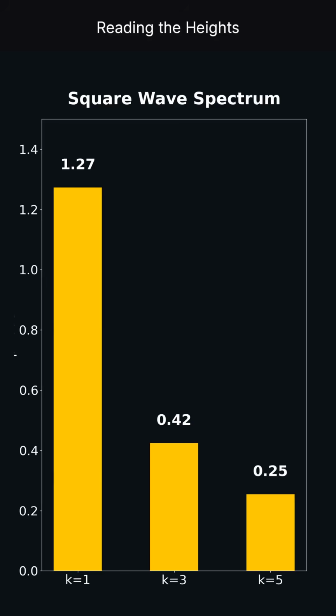Let's look at our square wave. The fundamental frequency, k = 1, has an amplitude of 1.27. The third harmonic is 0.42, and the fifth is 0.25. These values form our spectrum.